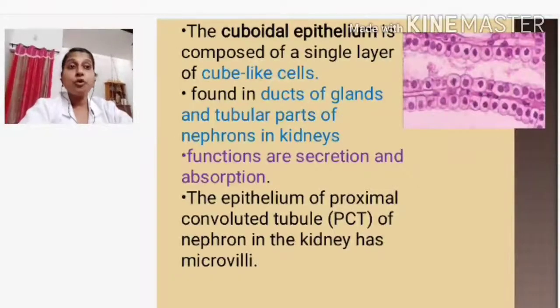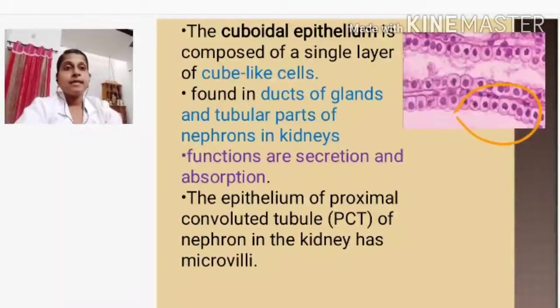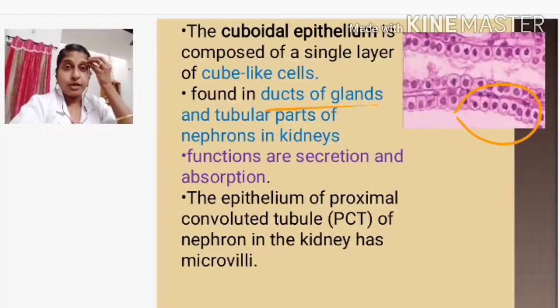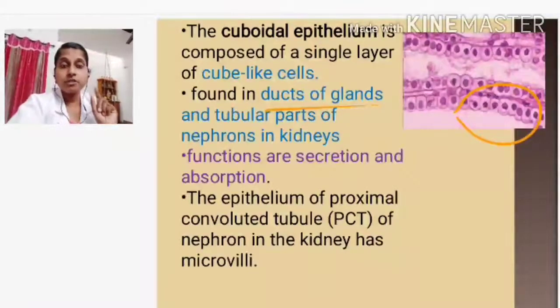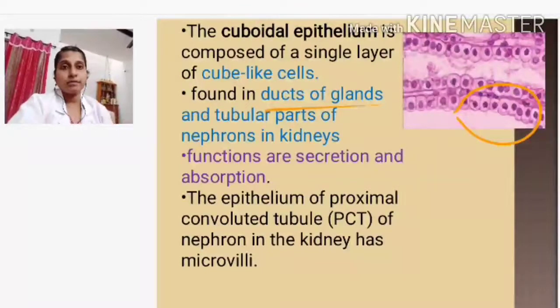The next one is cuboidal epithelium, cube-like structures. A single layer of cube-like cells. Where is it found? It is found in the ducts of glands. You have the thyroid gland, the pituitary gland, the pancreas, a gland. So, these are all glands. As well as, you can find it in nephrons in the kidney, which help in filtration of blood and formation of urine. In that nephron also, this cuboidal epithelium is present.